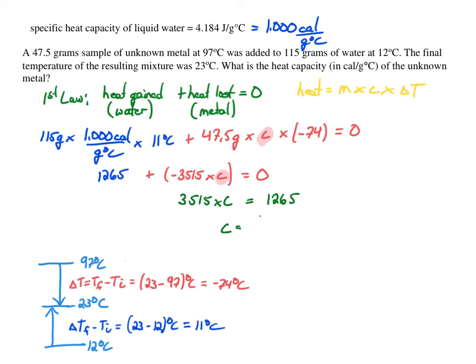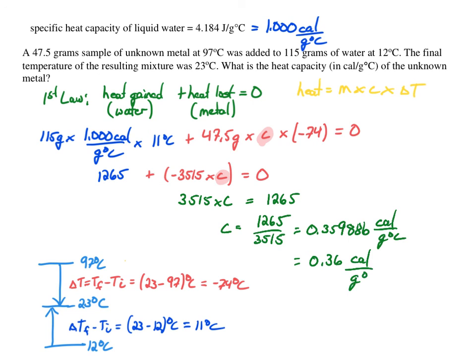So we can get C as 1265 divided by 3515 to get 0.359886. The units are going to be calories per gram degree C. With the appropriate number of sig figs, this becomes 0.36 calories per gram degree C.